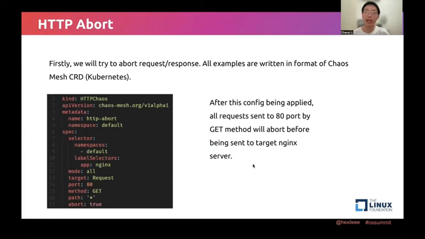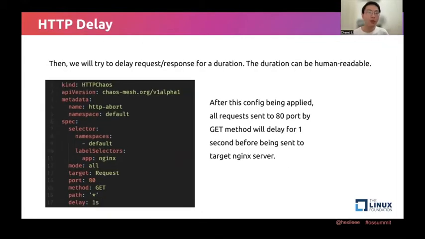Okay, you can look at this picture for a while. Next, we will try to delay a request or response for a duration. The duration can be human readable. You can see this configuration. It removes the abort field and sets the delay field to 1 second compared to the abort example. After this config is applied, all requests sent to the AT port by the get method will be delayed for 1 second before being sent to the target Nginx server.